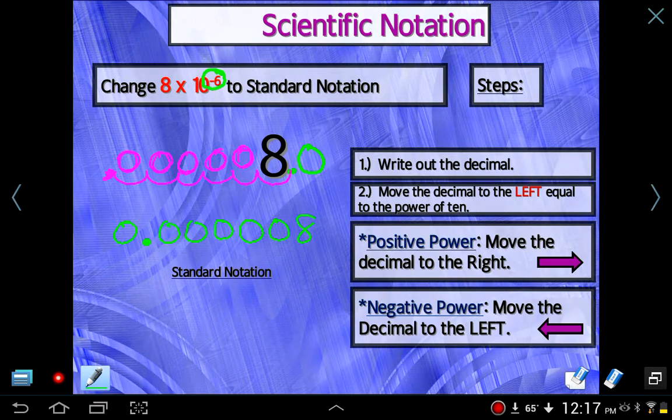Okay, the decimal was there. It was there. Now it has moved there. How far did it move? It moved over 6 places: 1, 2, 3, 4, 5, 6. So there's your answer. That would be 8 millions. So it's a pretty small number, 8 millions.